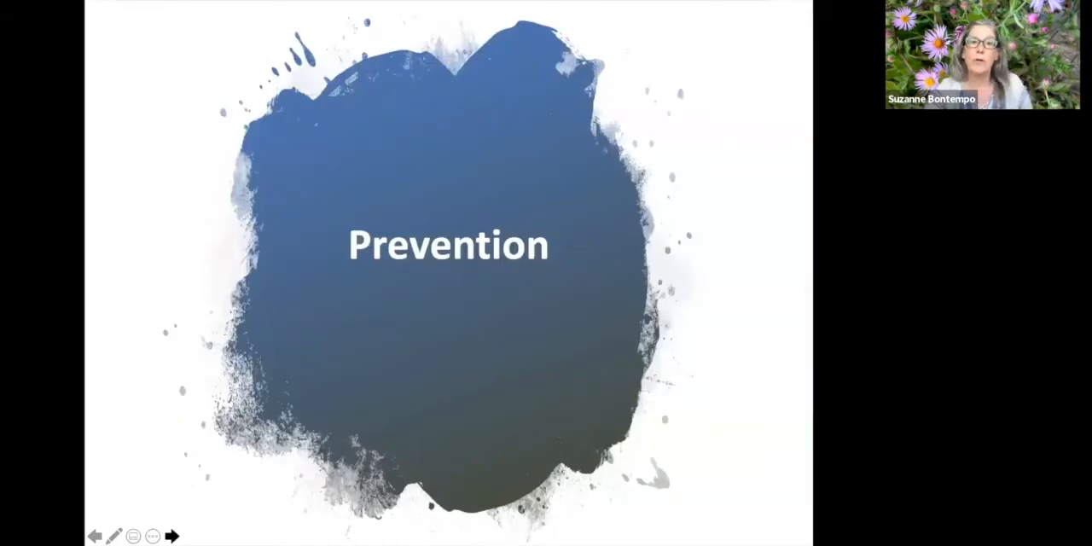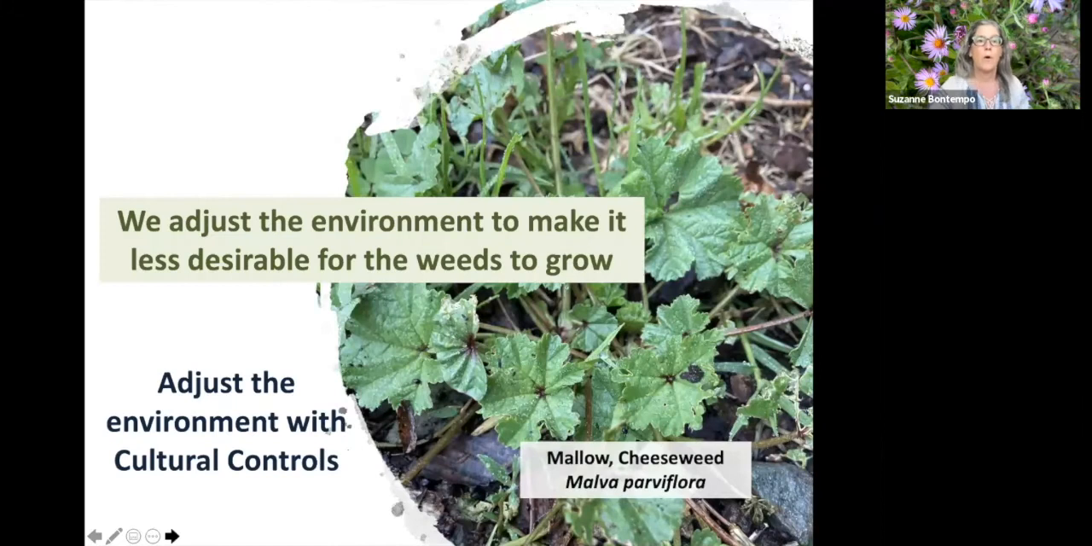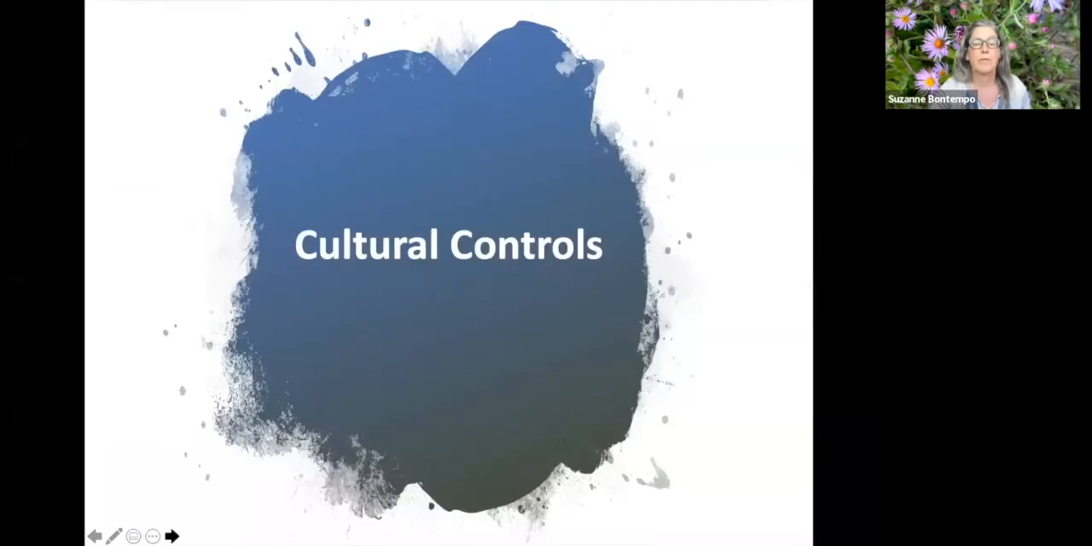From there, we're going to look at prevention. How can we prevent the weeds from growing in our garden, the ones that we've been able to identify? When we adjust the environment to make it less desirable for the weed to grow, that's the key part of prevention for weed management. It's adjusting the environment with cultural controls. So, what are some cultural controls that we can employ?